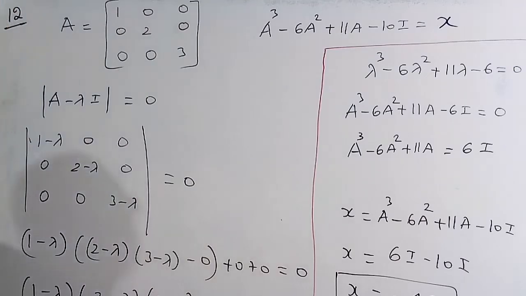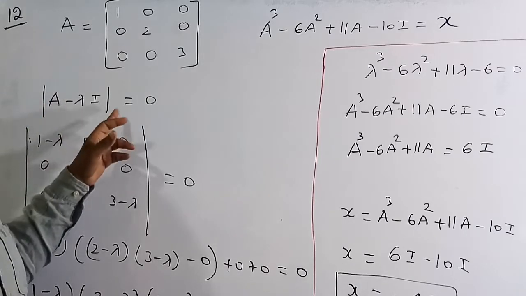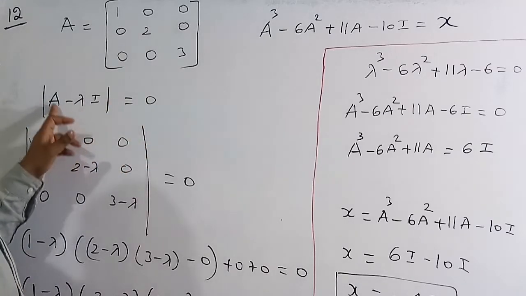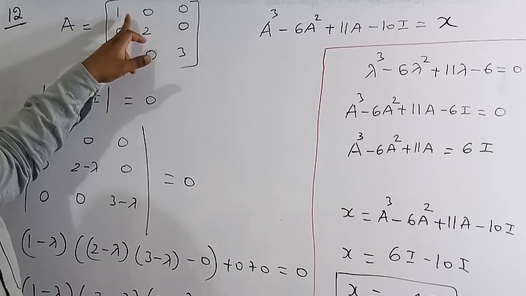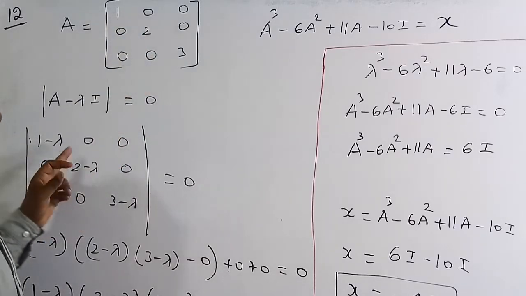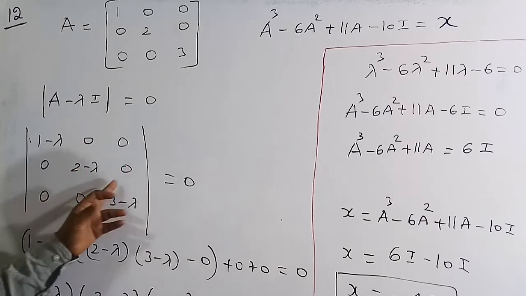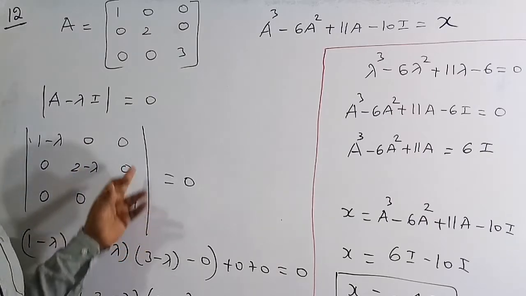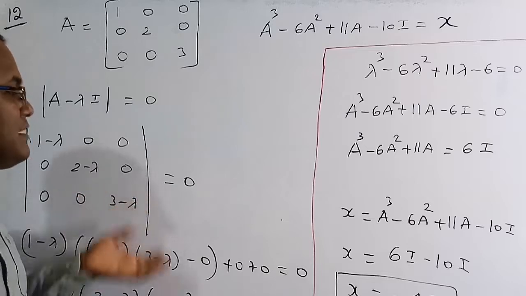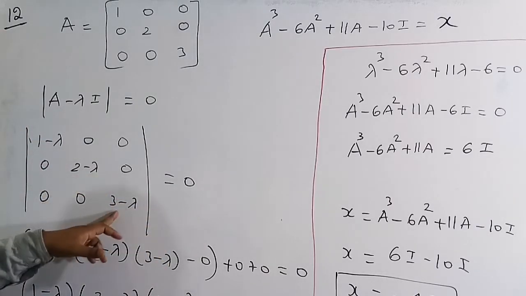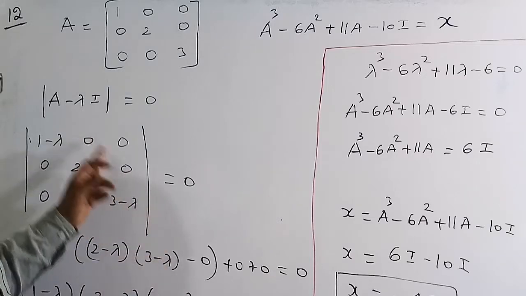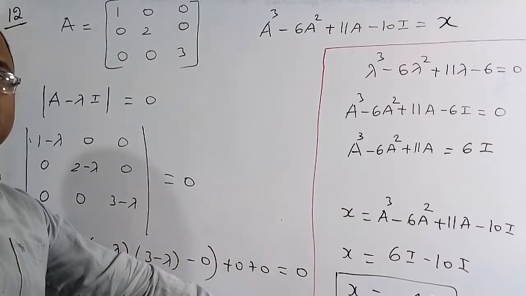So now what I am going to do is find the characteristic equation of this matrix, which is determinant of A minus lambda I equals 0. To find A minus lambda I, just take the diagonal elements minus lambda. You are going to get 1 minus lambda, 0, 0; 0, 2 minus lambda, 0; 0, 0, 3 minus lambda. Now you have to set the determinant equal to 0. So therefore (1 minus lambda) into (2 minus lambda) into (3 minus lambda), minus 0, and this is 0 and this is also 0, is equal to 0.